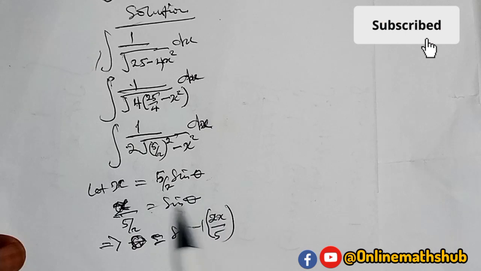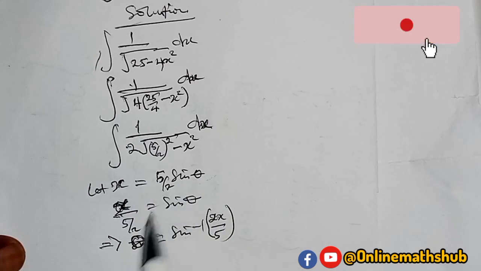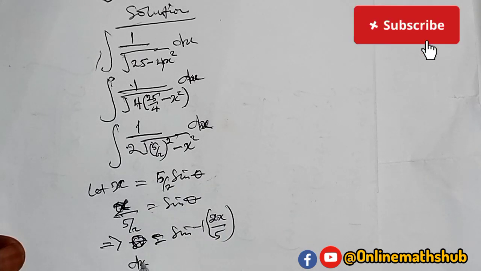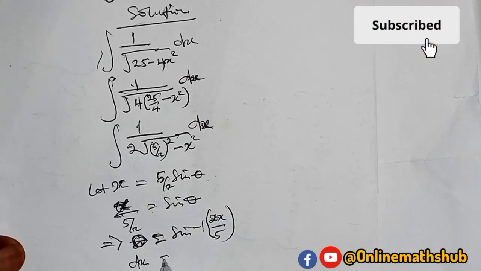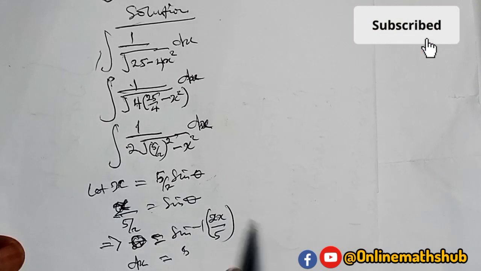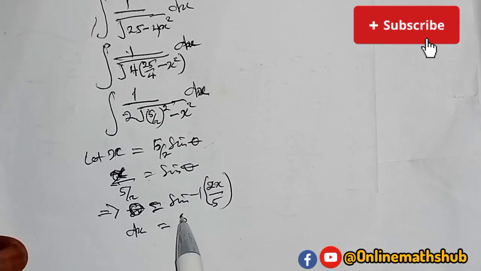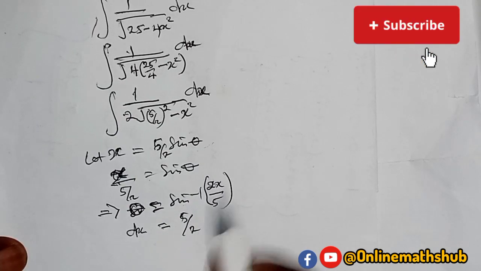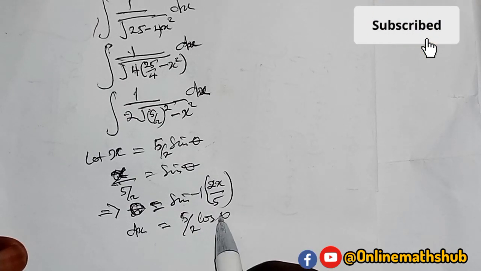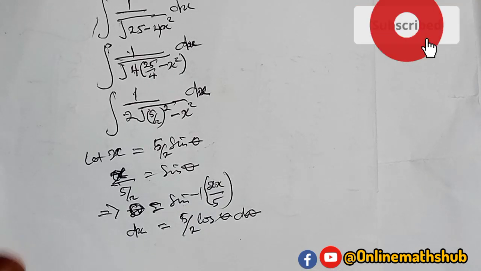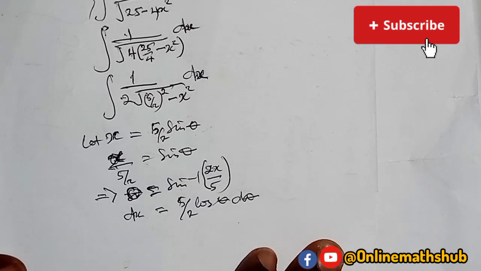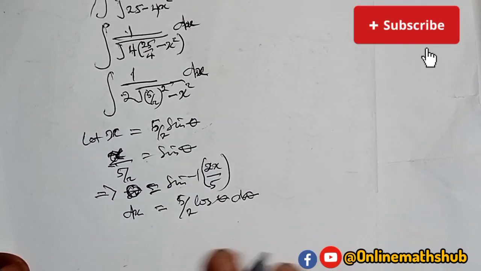Now I also want to differentiate this with respect to theta. So I'm going to have that my dx is equal to 5 over 2 cos theta d theta. Once I've gotten all of these things, I can go back to the question and substitute.